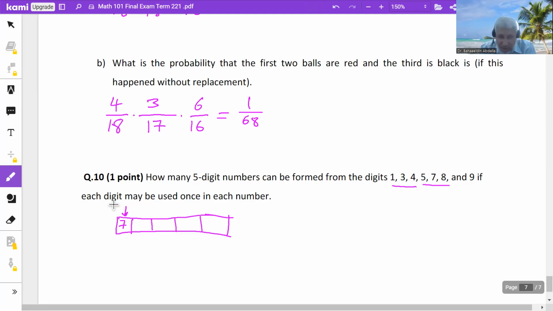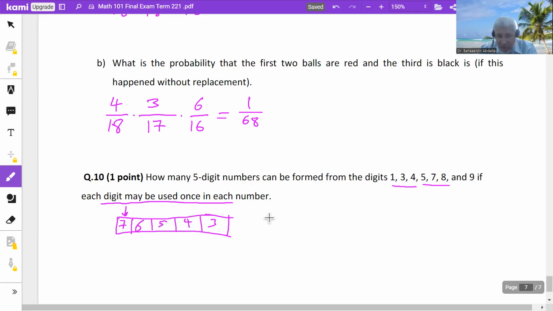What is the condition? Each digit may be used once in each number. So the digit you are using here, you cannot use it again. Okay? That's excellent. So if I took one of these 7 numbers in the first digit, how many numbers are left? Then I have 6 numbers. So the possibilities for the second digit is 6 because I have 6 numbers left. And then 5, and then 4, and then 3.